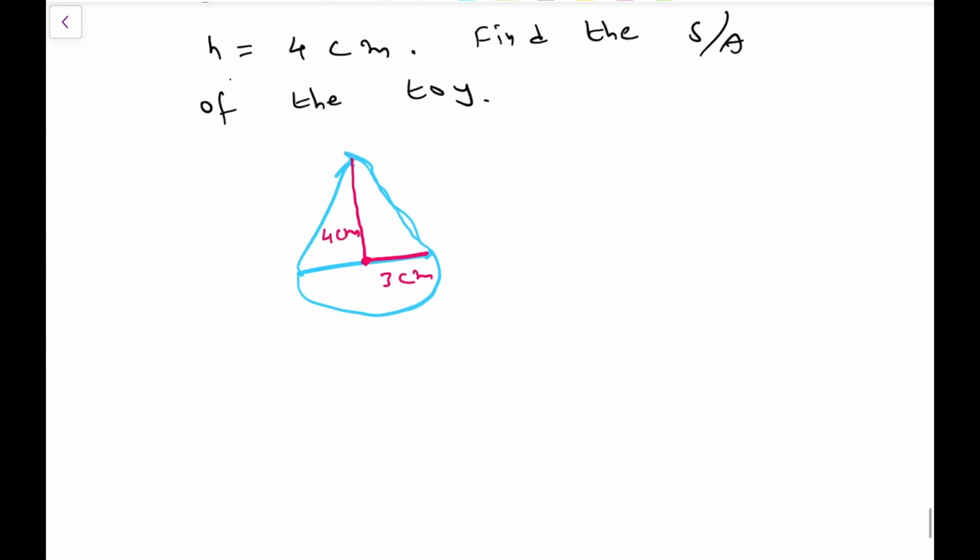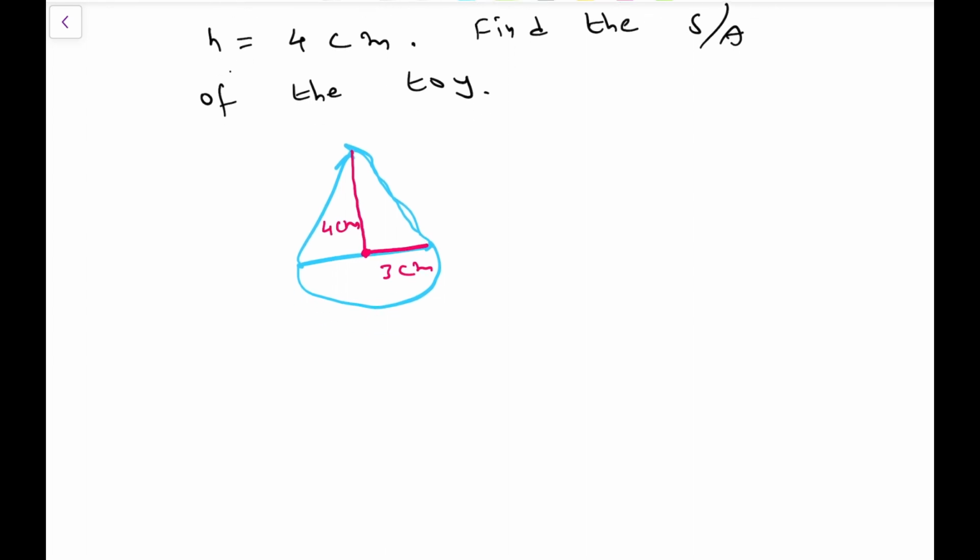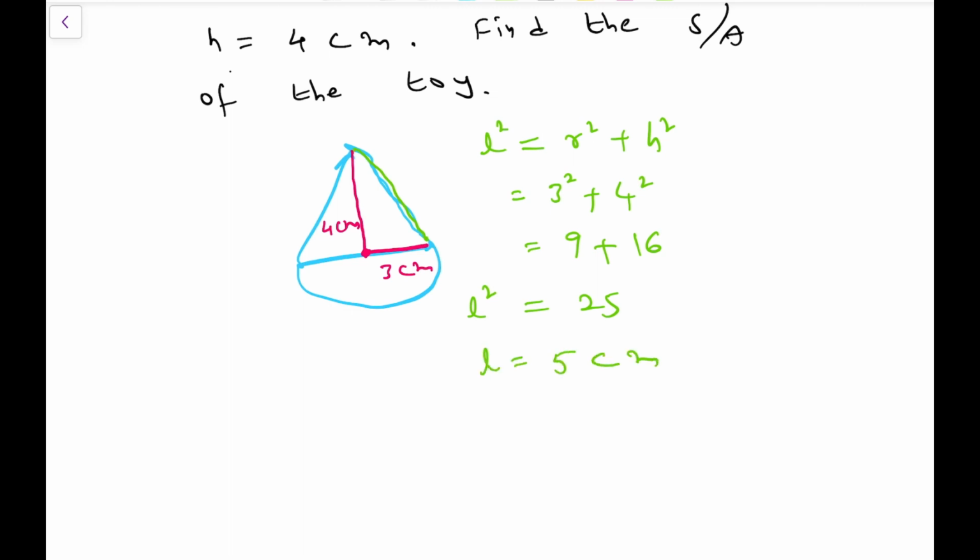Now for the cone, radius and height both are given, but slant height is not given, that is L value. So let us find out first. So what is the formula? L square is equal to r square plus h square. L is nothing but slant height, r is radius, h is height only. L square we don't know. Radius is 3, so 3 square. Height is 4, 4 square. Equals 3 square 9 plus 4 square 16. 16 plus 9, 25. L square is 25. Then what will be L value? It is 5 centimeters. So the slant height we got as 5 centimeters.